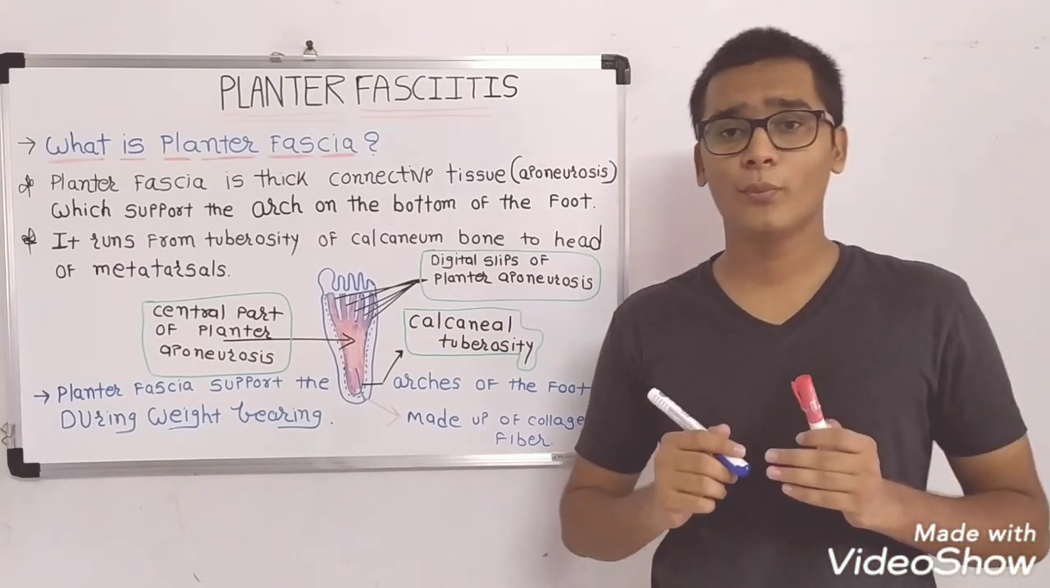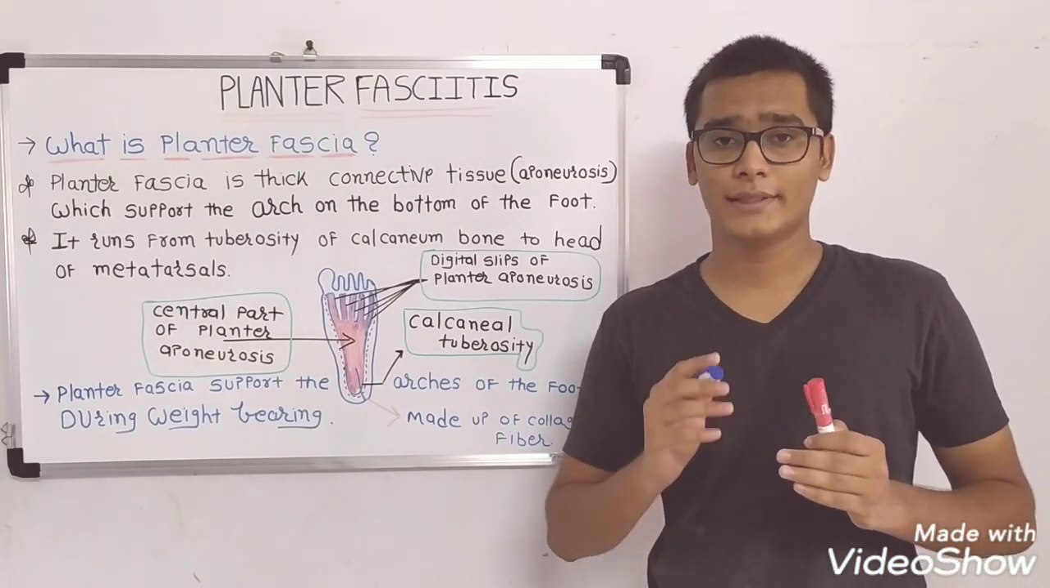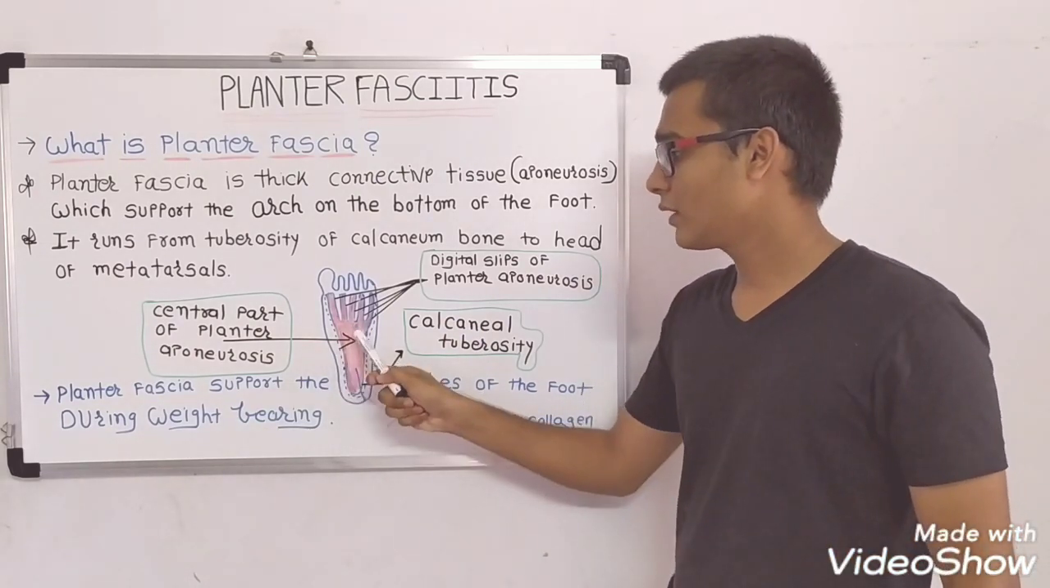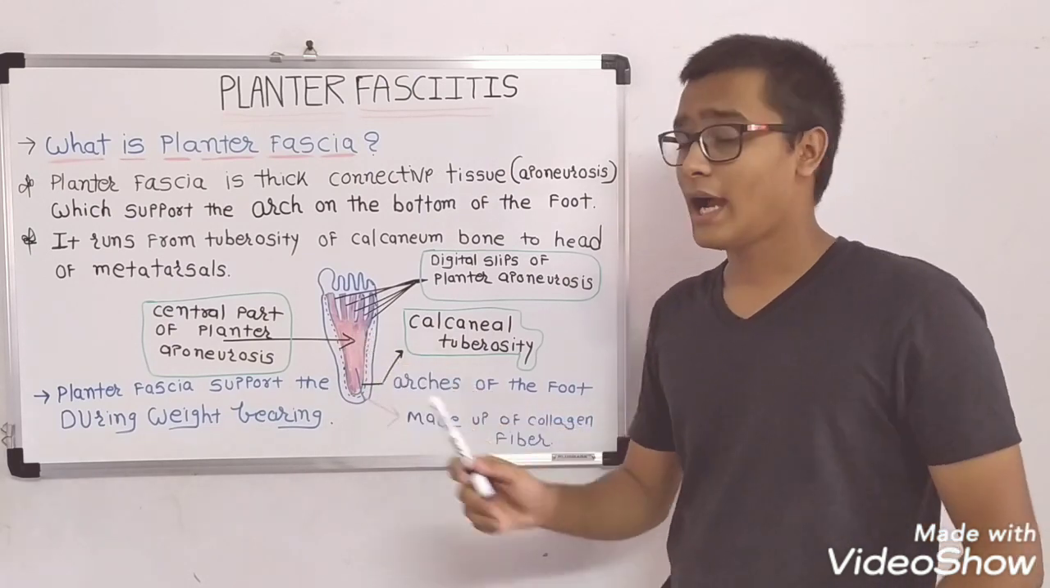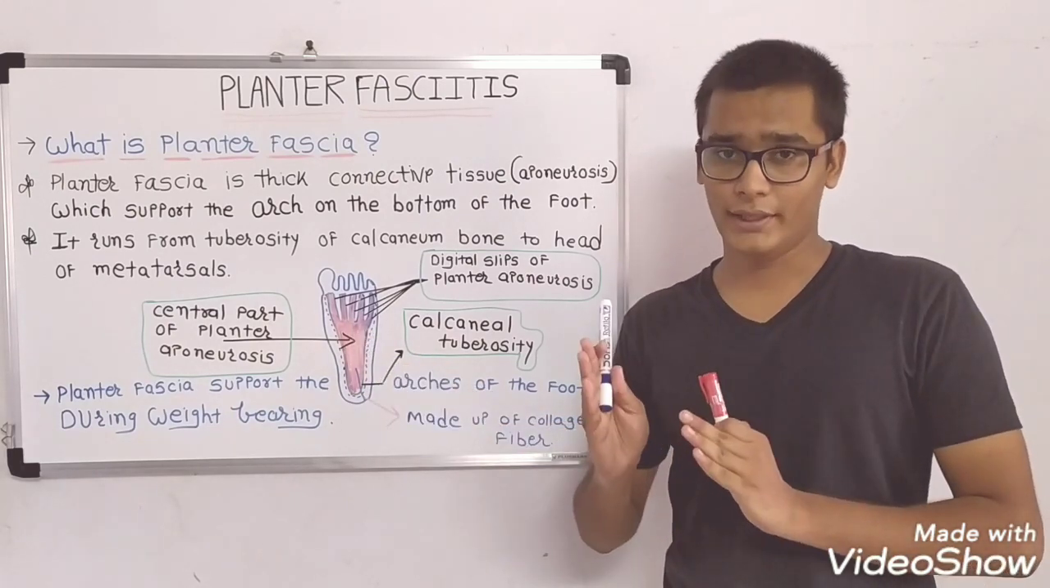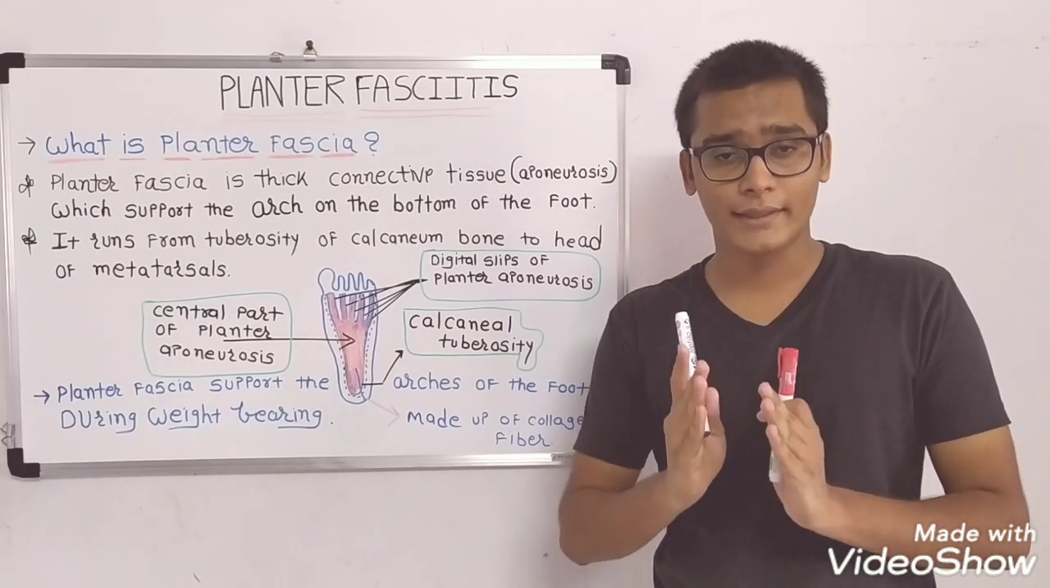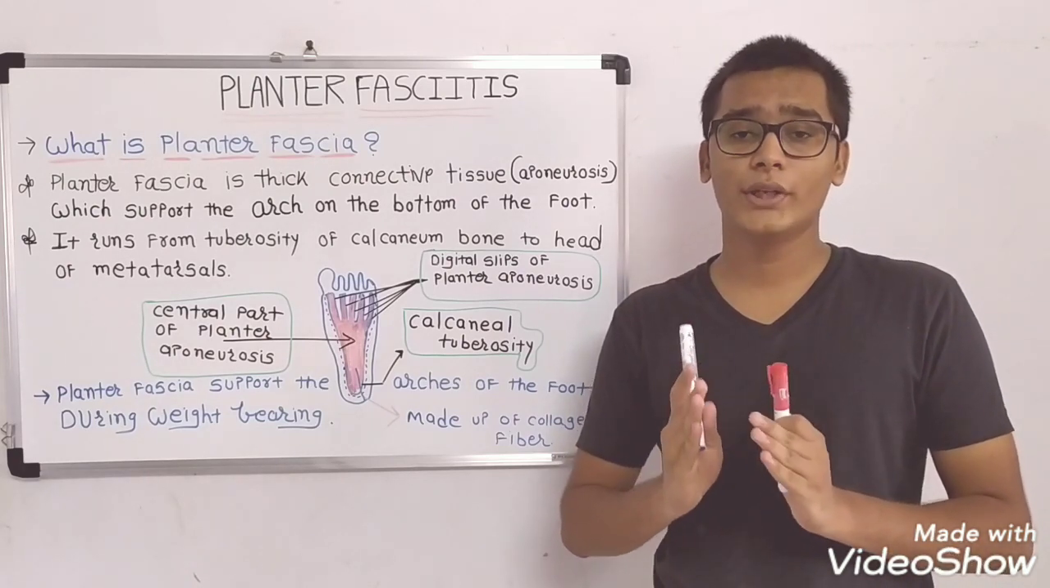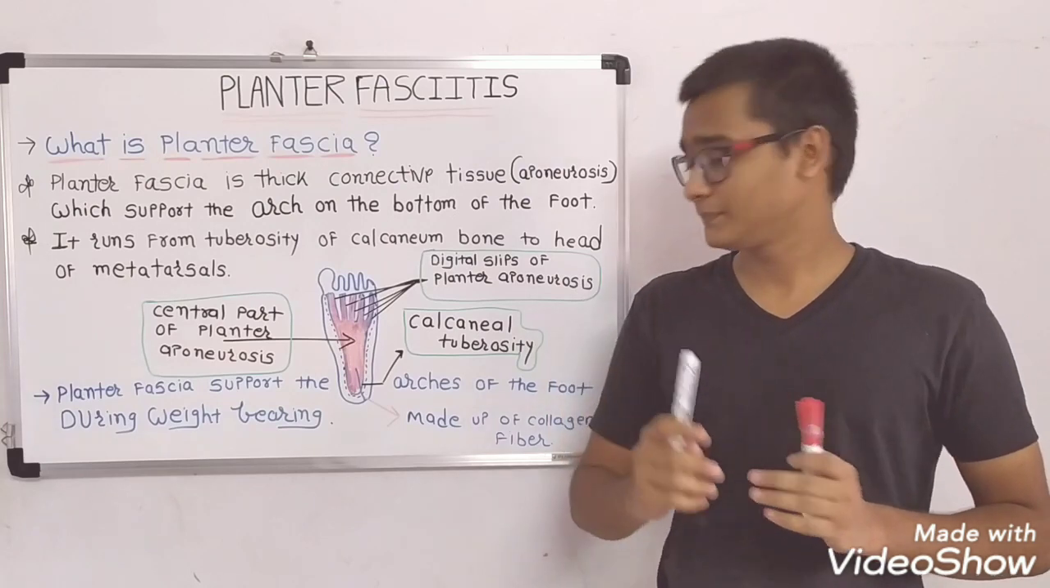There are mainly three components of the plantar fascia: central component, medial component and lateral component. Out of all these three components, central component is thick and play a vital role during the gait cycle.